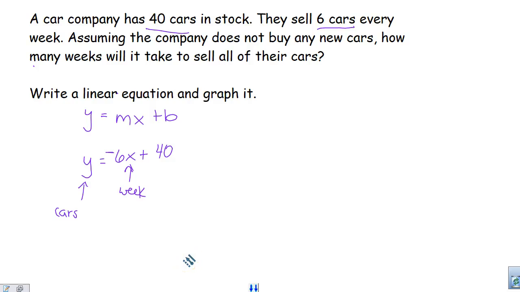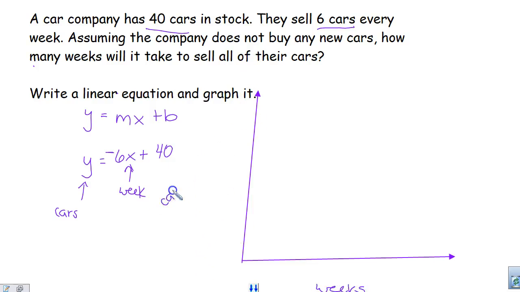Are we going to have a negative amount of weeks or a negative amount of cars? No. So we only want quadrant 1 for our graph. So we're going to draw quadrant 1. On my x-axis, what should my label be? Weeks. Very good. x is my weeks. And on your y-axis, what's your label? Cars. Yep, your remaining cars. How many cars are remaining?